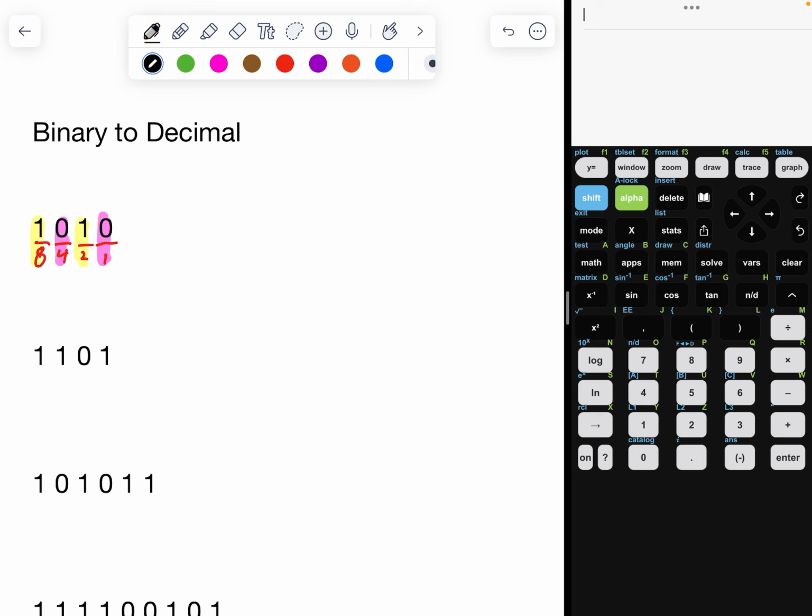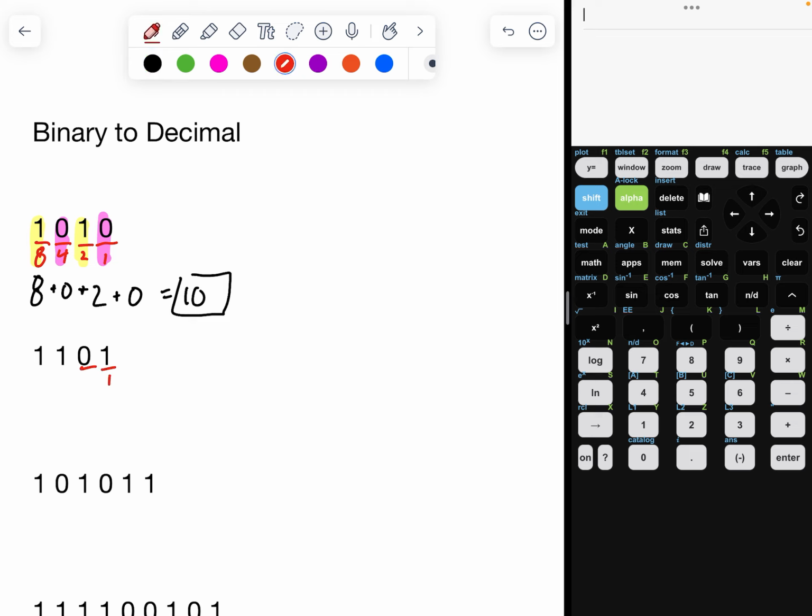So I would write that as, well, this number is 8, because there is an 8, plus 0, there's not a 4, plus 2, there is a 2, plus 0, there's not a 1, and 8 plus 0 plus 2 plus 0 is 10. So the binary value 1010 is equal to the decimal value of 10. And we'll go over a couple more, and you'll start to see the pattern.